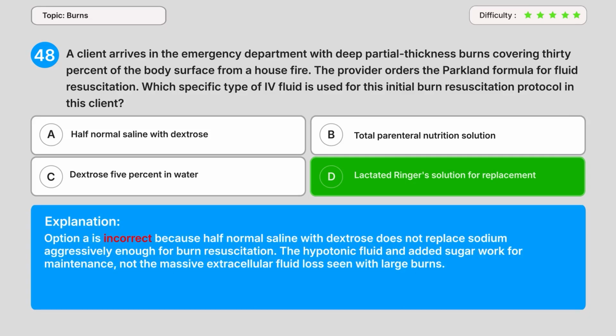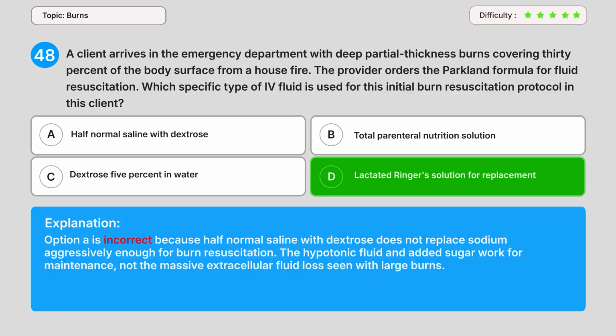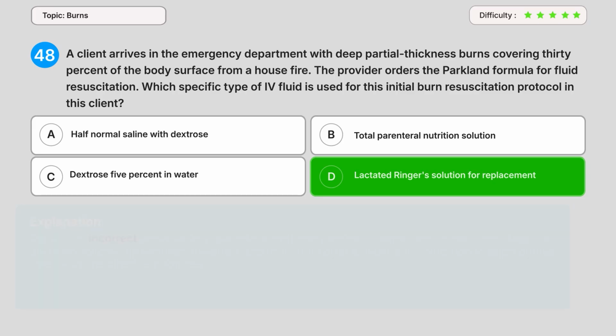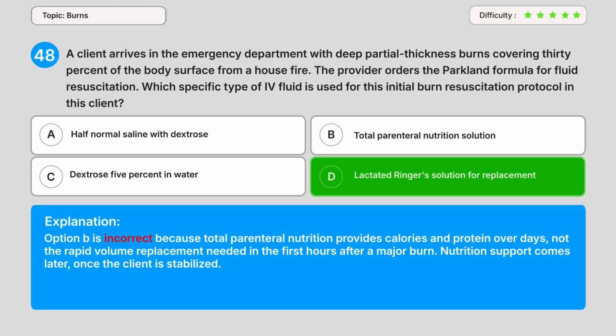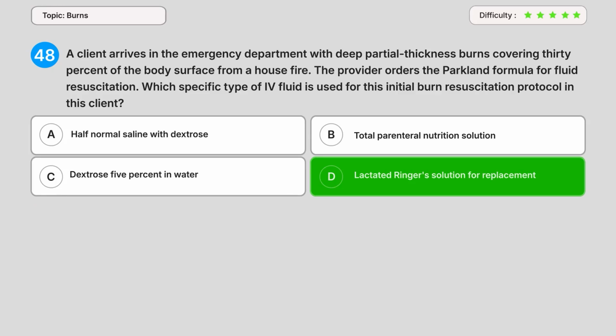Option A is incorrect because half normal saline with dextrose does not replace sodium aggressively enough for burn resuscitation. The hypertonic fluid and added sugar work for maintenance, not the massive extracellular fluid loss seen with large burns. Option B is incorrect because total parenteral nutrition provides calories and protein over days, not the rapid volume replacement needed in the first hours after a major burn. Nutrition support comes later, once the client is stabilised.